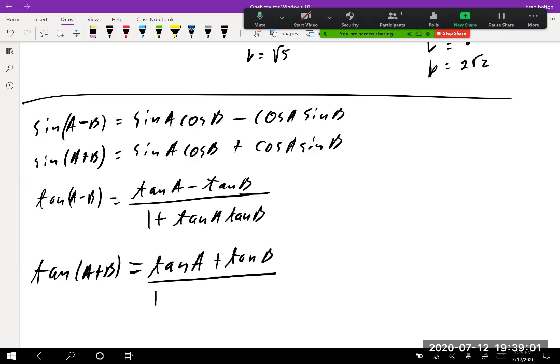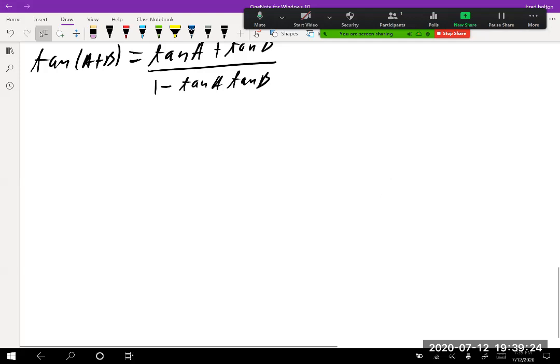1 minus tan A tan B. I think I confused myself. Let me just make sure. So the plus one, plus, and then the minus. The minus one is the minus, then the plus. Yep. Okay. So we have these formulas now.